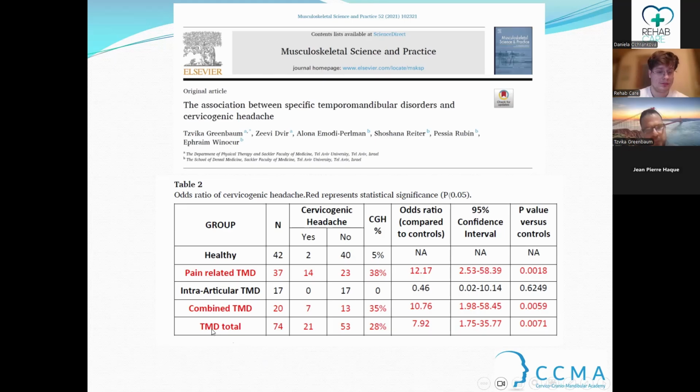So you can see in total 74 TMD patients, 21 of them were found with cervicogenic headache, which makes it 28%. But if you go to subgroups of TMD, then you can see 38% with pain-related, 4% with intra-articular related. So you can see that cervicogenic headache is much more common among patients with pain-related TMD and not among patients with intra-articular TMD.